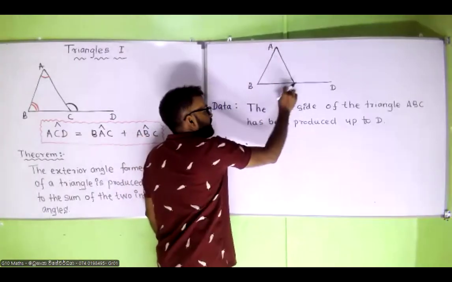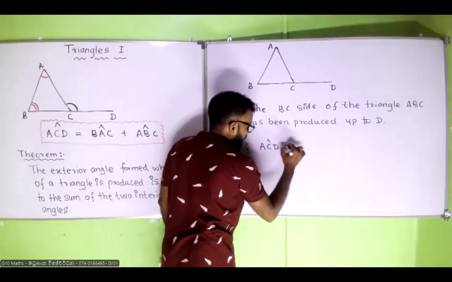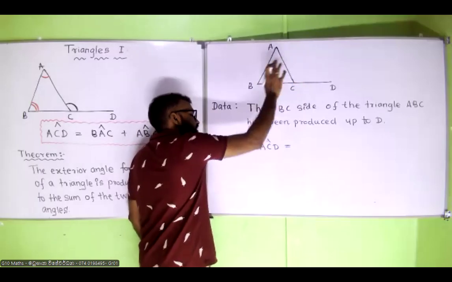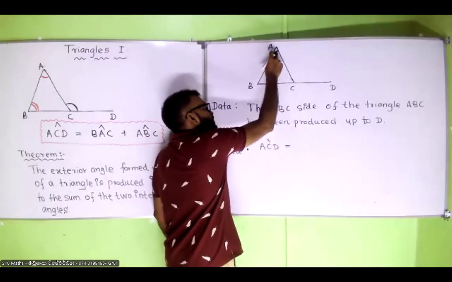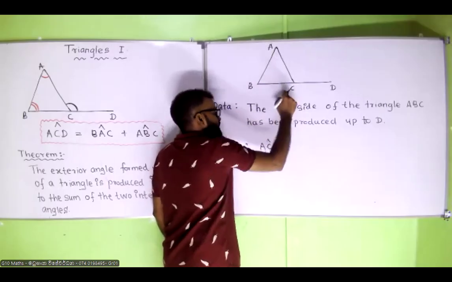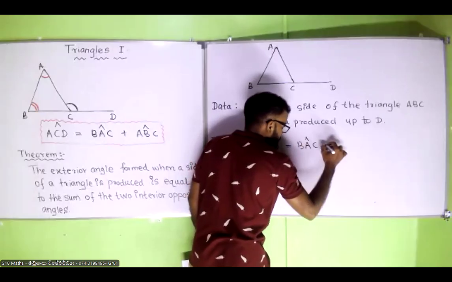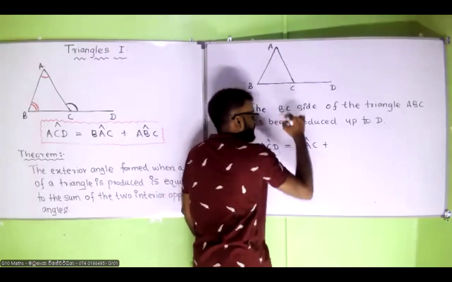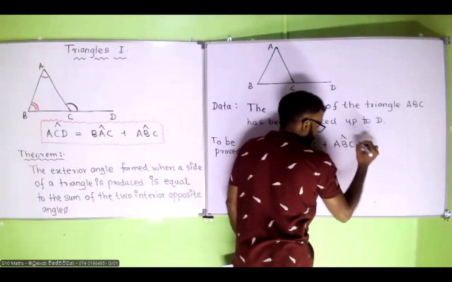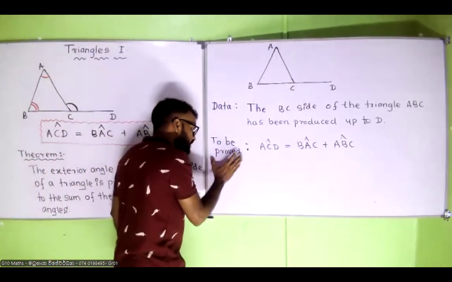ACD is our exterior angle. The magnitude of angle ACD is equal to the sum of the two opposite interior angles. That means angle BAC plus angle ABC. So this is the theorem that we are going to prove.